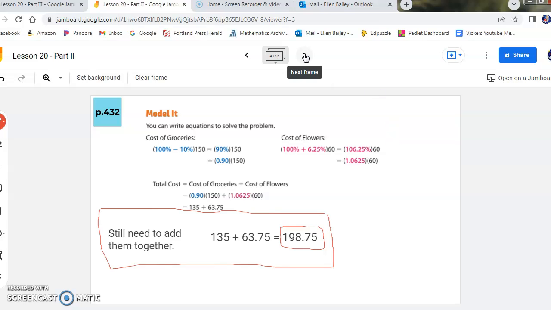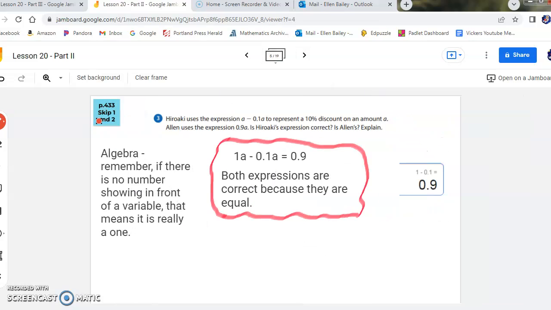All right, next. We are skipping problems 1 and 2 because they're quite redundant. We've already answered those things twice. So we're skipping along to number 3. Number 3 on page 433, you can cross out 1 and 2.